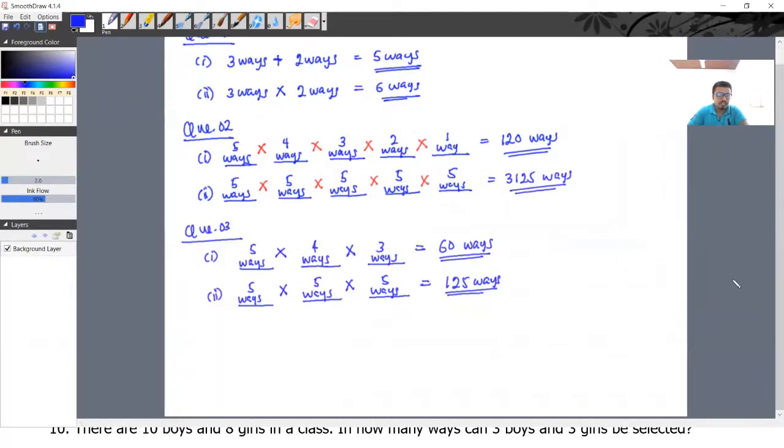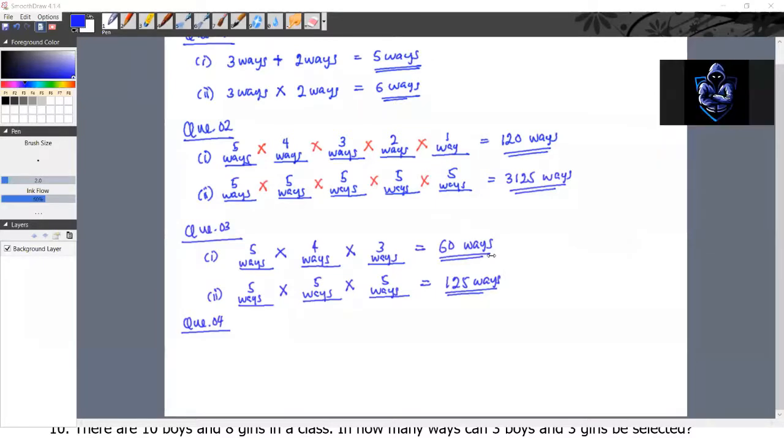Answers for question number 3. Right. Question number 4. Hope these first 3 examples are clear for you. Is it clear? First 3 examples, number 92, number 93, is it clear for you? Okay. Yes. Right. Question number 4.